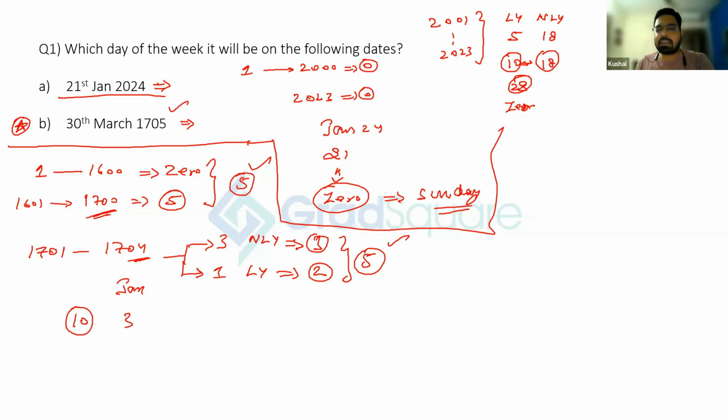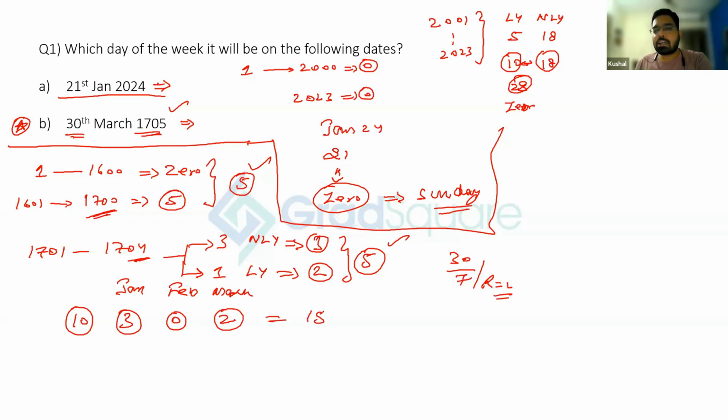January has got 31 days. That means it will give me 3 odd days. February will give me what? This February is of 1705. So how many days will it have? It will have 28 days. So it will give me 0 odd days, right? Now you are looking at 30th of March. In March also you are not looking at 31 days. You are only looking at 30 days. If you are looking at 30 days and dividing it by 7, the remainder will be what? Just 2. So it will give me 2 odd days.